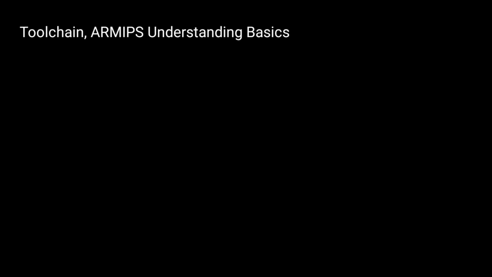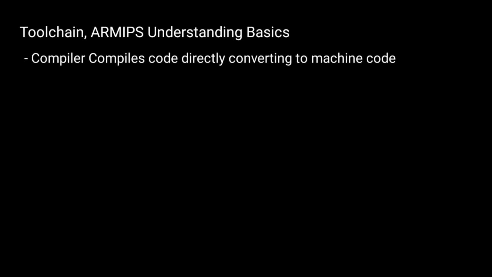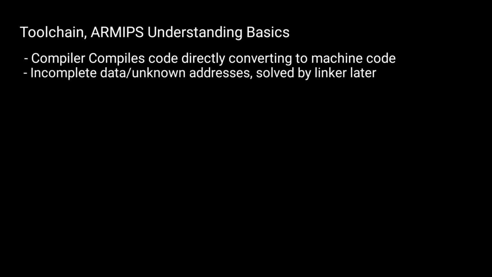Let's talk about toolchain in the order things are compiled. Now a compiler compiles the code directly into machine language. Some information of data, like addresses or incomplete addresses that the compiler doesn't know of, which will be solved by the linker later in the compilation process, is contained in it. This file is called the object file. Assembly files can be assembled into object files as well.